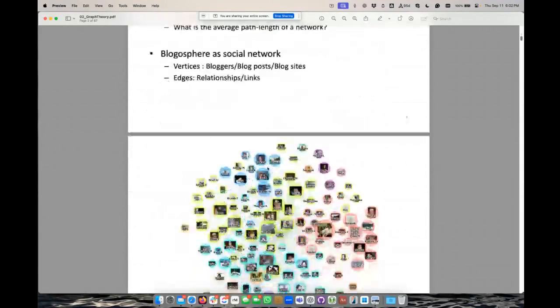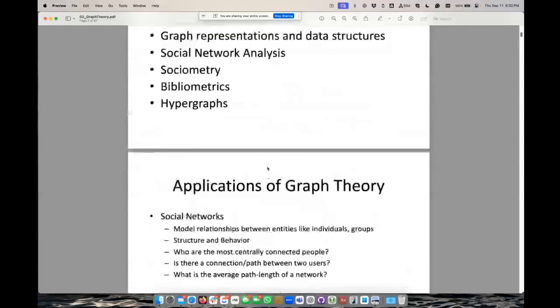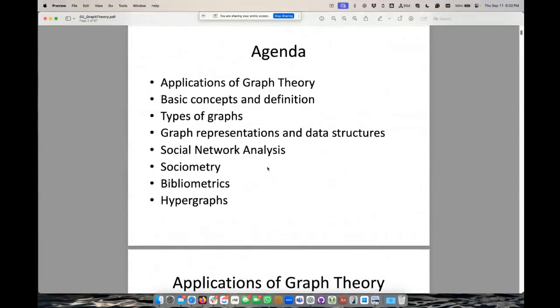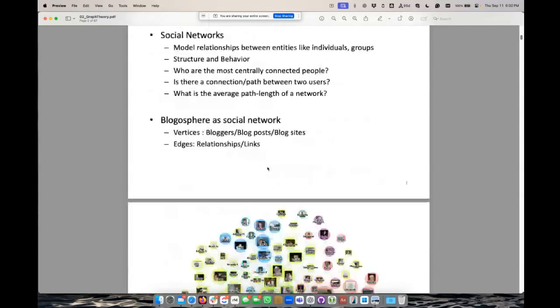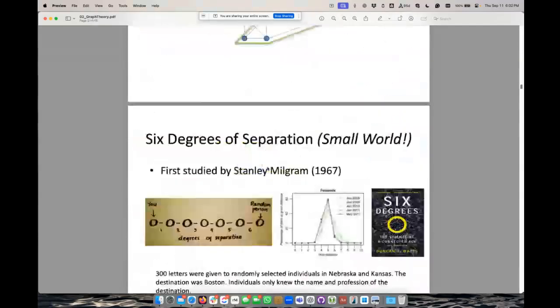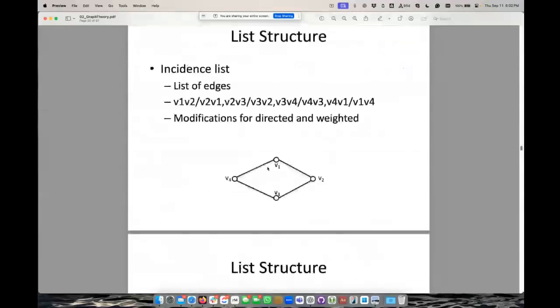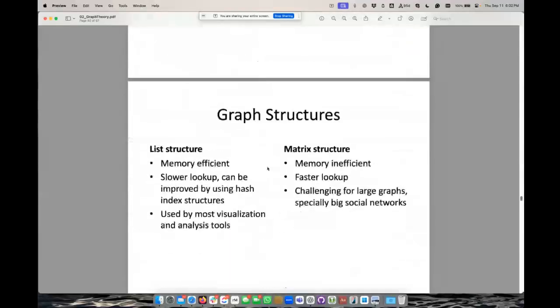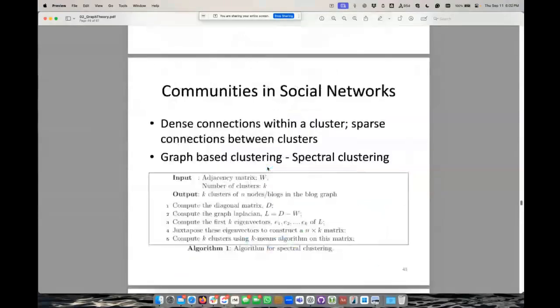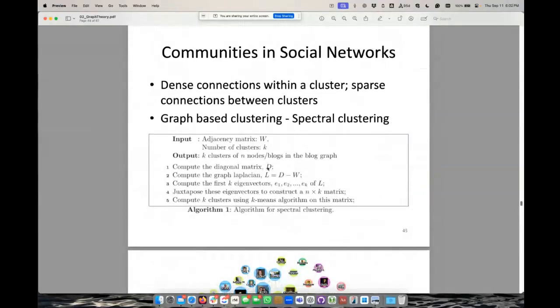So last class, we started looking at different types of concepts and definitions for graph theory, types of graphs. We also looked at graph representations and data structures, and then started looking into the relevant concepts of graph theory and social network analysis. And I believe that's where we had stopped. We had looked at some forms of clustering, community extraction from graph theory point of view on social networks.